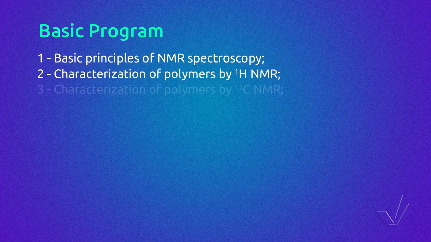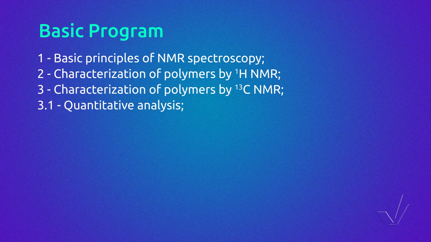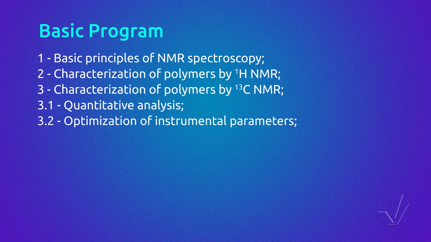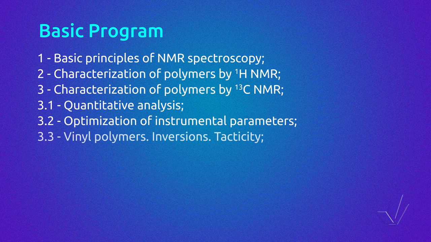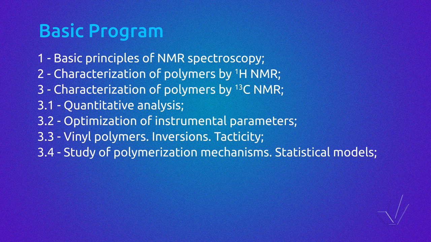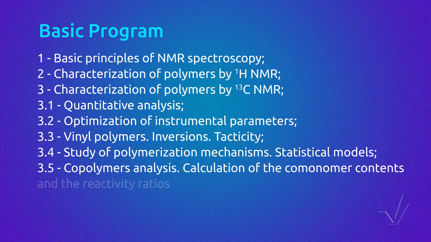This study includes the quantitative analysis by carbon-13 NMR and the optimization of instrumental parameters. I am going to show mainly the characterization of vinyl polymers, that includes inversion and tacticity. Then we are going to see the study of polymerization mechanisms, statistical models, also the copolymers analysis, calculation of comonomer contents, sequences, and the reactivity ratios.